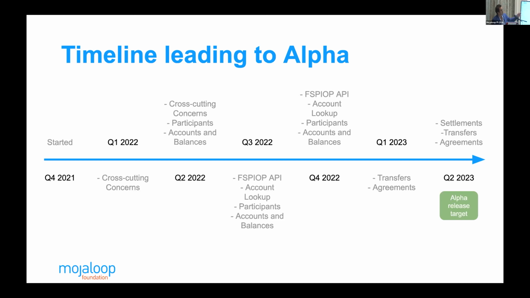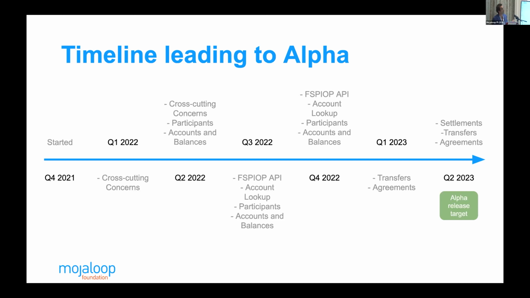And Q2 this year, we had the cross-cutting concerns, and there was already a demo of things working. Not very visible, not very interesting, but it was there. And we had the accounts and balances, the internal one, the built-in one. Q3, we started the FSPIOP API. This is what I've been showing off now. So we have the participant onboarding. There's lots more on the participant onboarding. We recognize that it's being built.